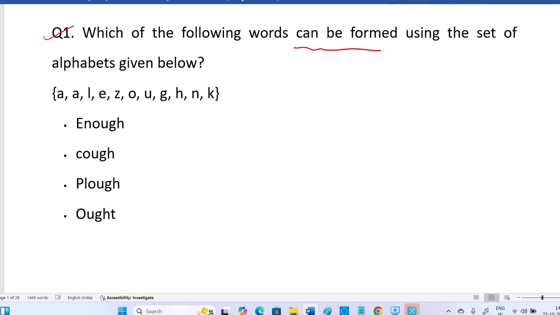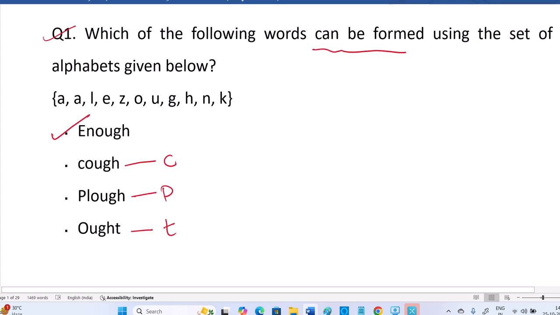Now, if you focus on this, here P is not available in the given set, so it cannot be possible. T is not available, it is not possible. C is not available, not possible, but option A is correct. There is a problem with C in the second option, P in the third one, T in the next one. So the only possible one is the first option. Right, enough. Option A is the only correct one.